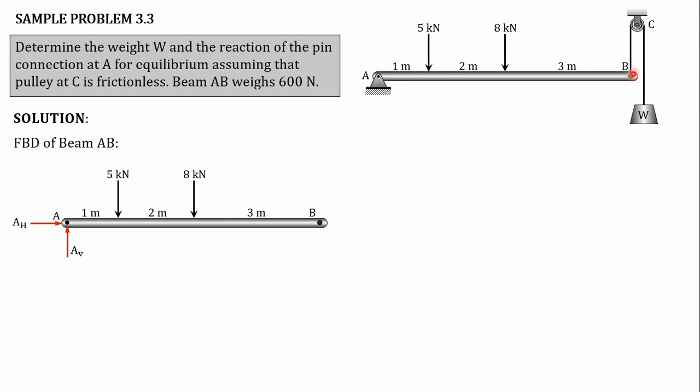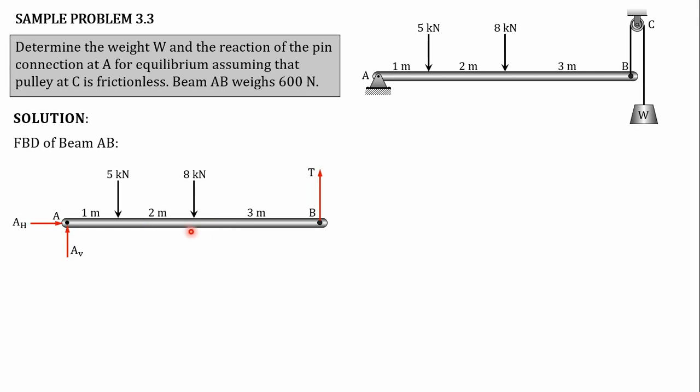Since at B, class, may cable naman dyan. And this cable will prevent AB from moving downward. So, therefore, there will be a resistance going upward, kasi yung cable natin is nagre-resist to prevent AB to move downward. Kaya, may tension siya na ganyan, class. Ito yung tension force due to the cable, and tawagin natin siya as T.